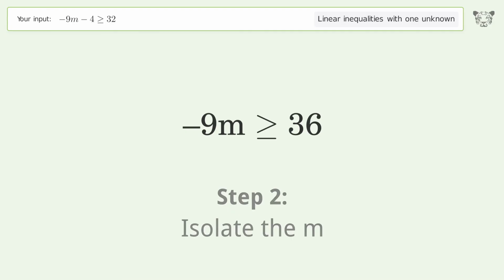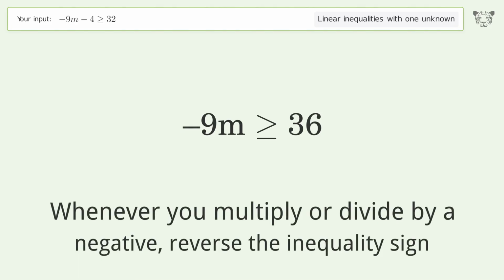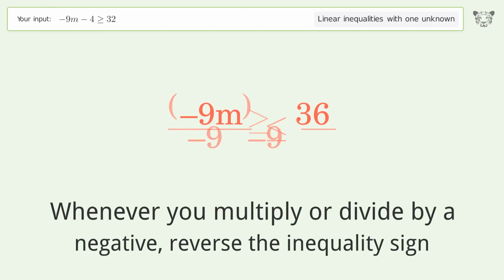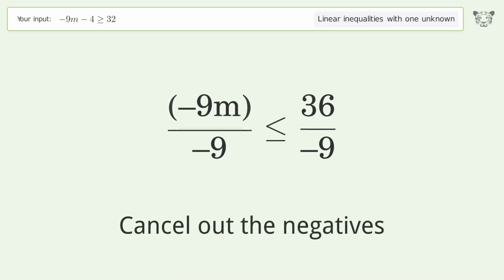Isolate the m. Divide both sides by -9. Whenever you multiply or divide by a negative, reverse the inequality sign. Cancel out the negatives.